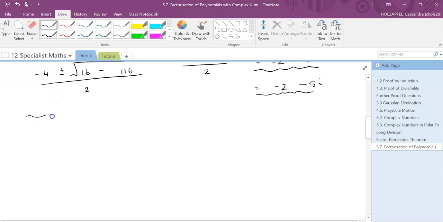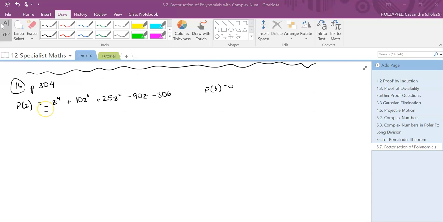Okay, so now let's have a go at a slightly more complex question. So we're going to use some factorization of polynomials stuff using that factor remainder theorem, using that long division that we've just looked at in the last two videos. This is an example of a complex, familiar type of question, and this is question 16 on page 304 for exercise 5.7. So this is using polynomial long division to calculate the roots for the polynomial, as well as using the factor remainder theorem. And in the question, they actually give us this nice little piece of information.